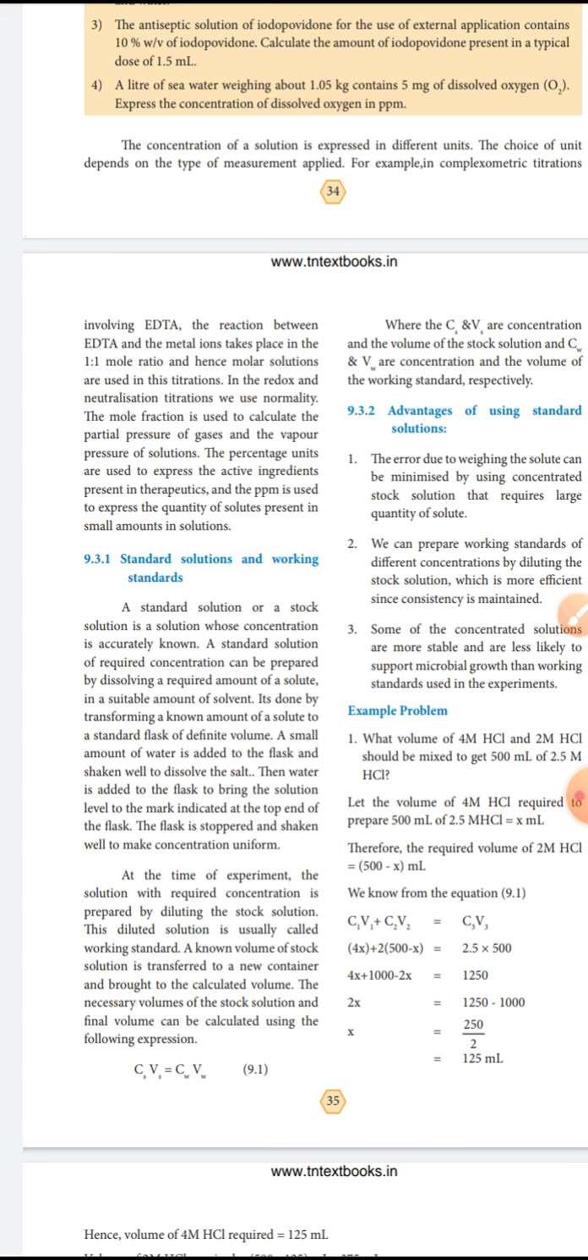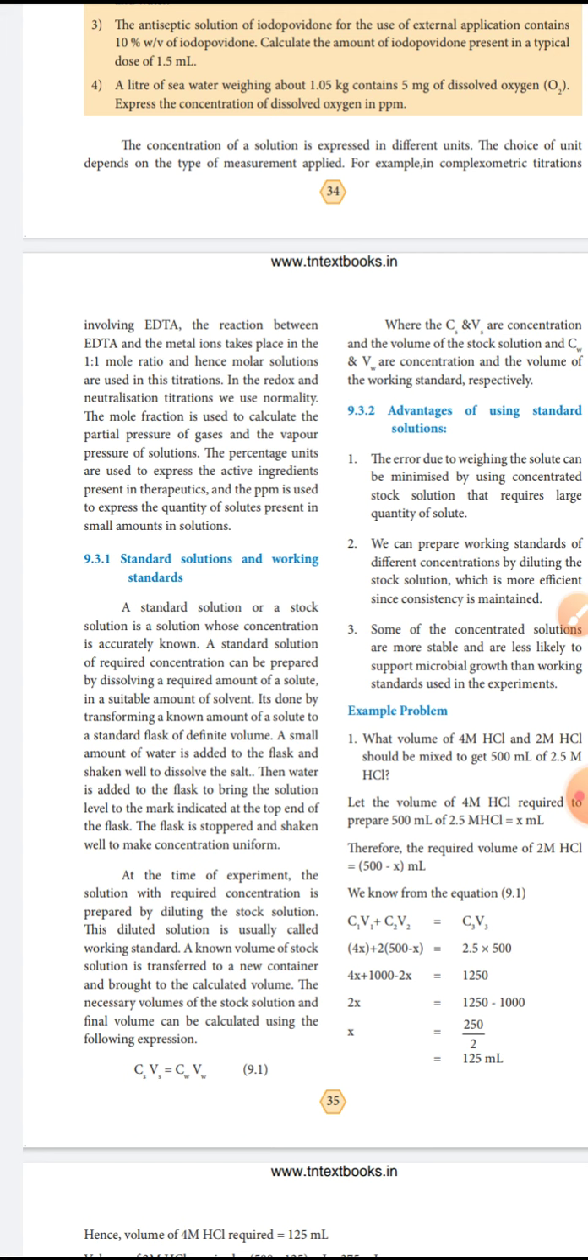In complexometric titration involving EDTA, the reaction between EDTA and the metal ion takes place in a 1:1 mole ratio, and hence molar solutions are used in the titration. In titrations, the solution molarity, formality and normality can be calculated. Where a redox reaction takes place, we use normality. The mole fraction is used to calculate the partial pressure of gases and the vapor pressure of the solution.